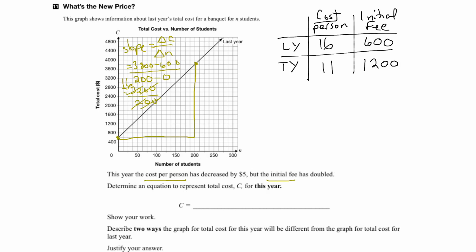We have enough information now to figure out our cost equations actually for both years. So for the cost for last year, it would equal the rate of change, which is $16 per person, 16N, plus the initial fee, which is $600. And the cost for this year would equal $11 per person, 11N, plus the initial fee of $1,200. So the cost equation for this year then is this right here. So we can write that in. The cost equation will be 11N plus 1,200.